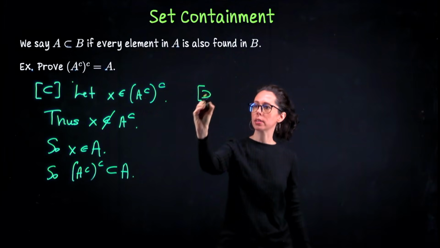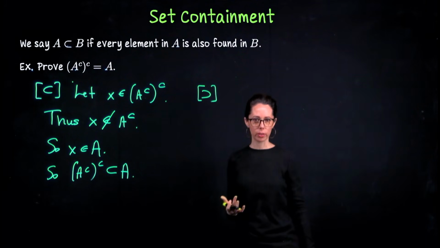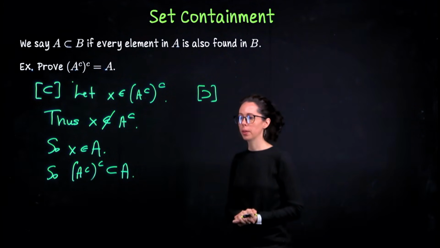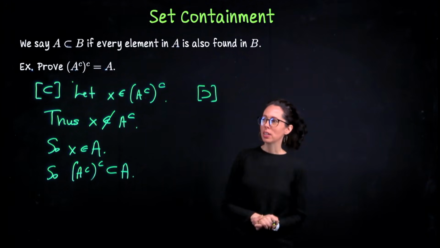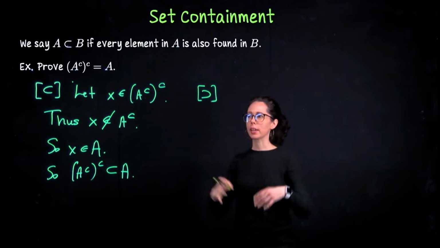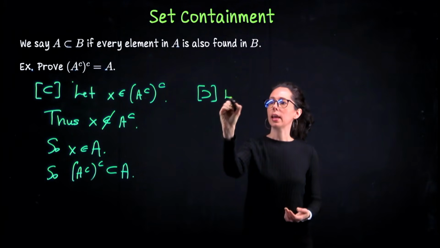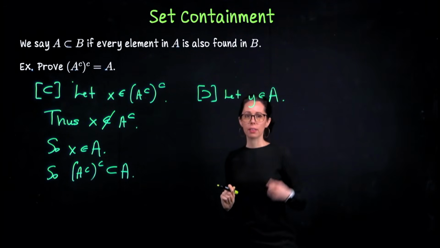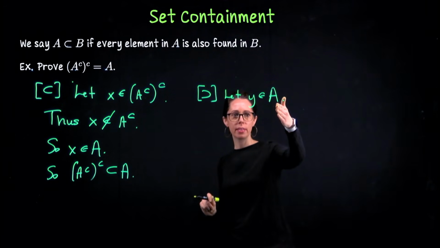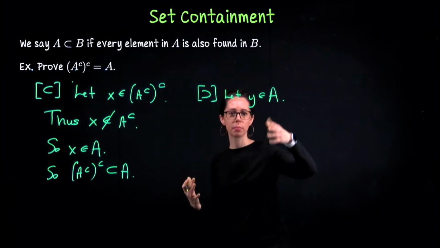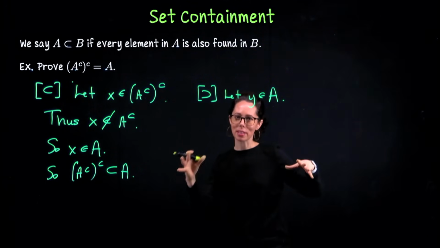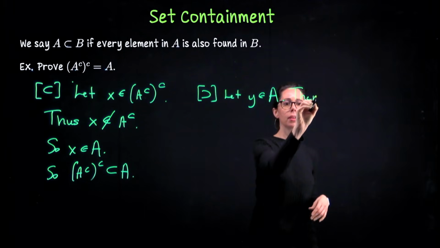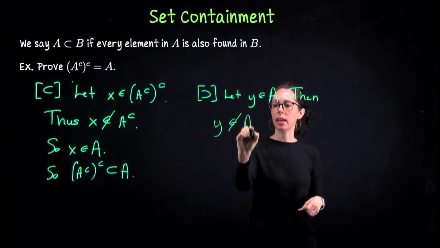On the board, I'm going to do it to the right. Again, just like with an if and only if proof, I like to mark the demarcation between the two different arguments that are happening within the proof. Let me also, just to not blur the two arguments together, switch to an element called Y. Let Y be an element of the right-hand side. If Y is an element of the set A, then it is not in A complement, because A and A complement are each other's opposites, if you will. Okay, so if Y is in A, then Y is not in A complement.